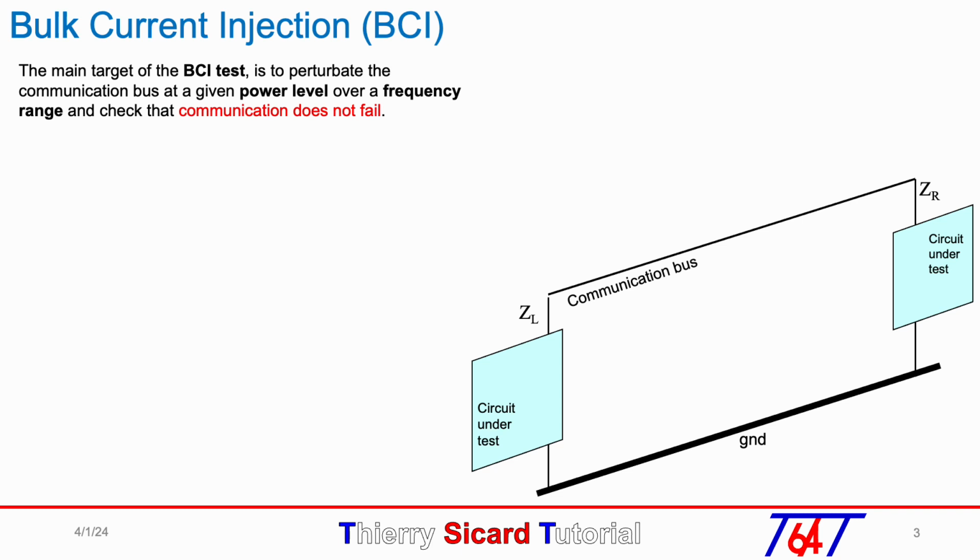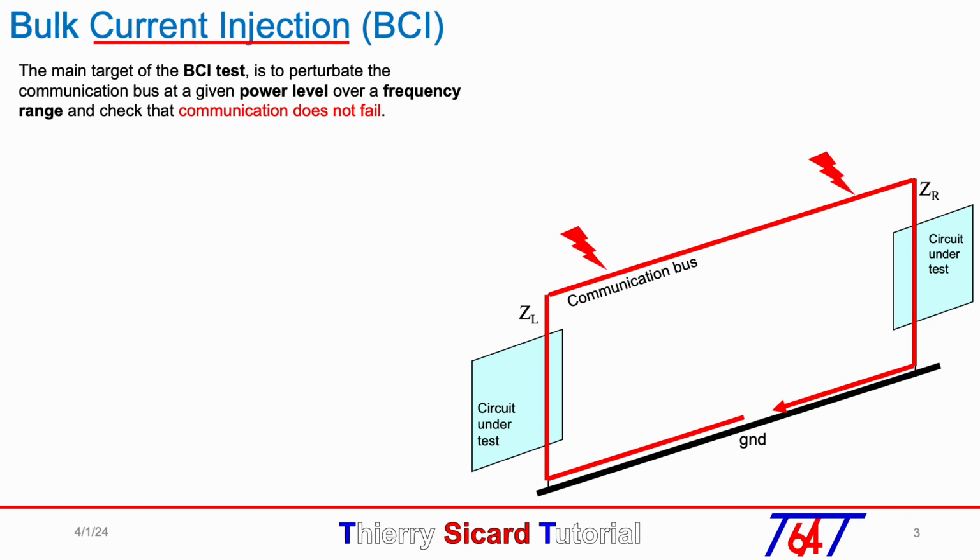As a current circulates in the loop made with the bus and ground, see the red line, the bulk of the NMOS injects current because the bulk diode is biased in direct. This is the origin of the BCI name: bulk current injection.